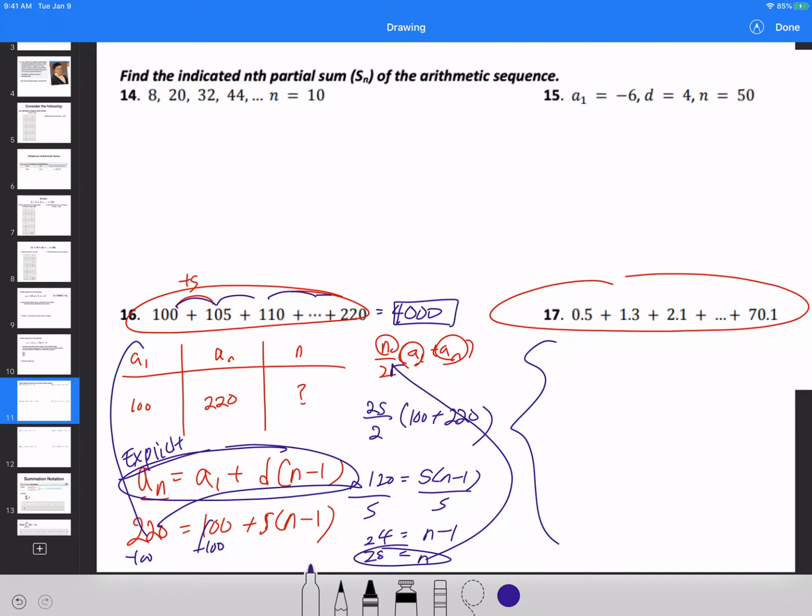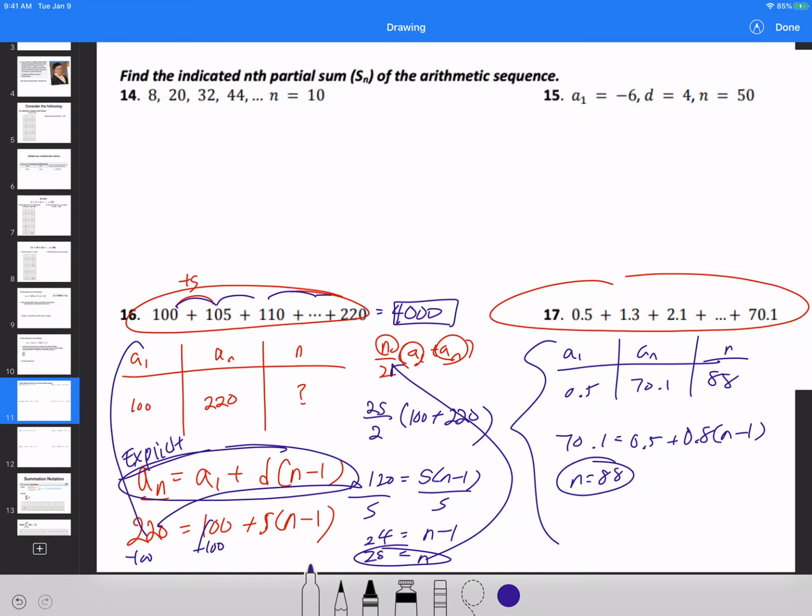Okay, so let's check the answers here. A sub 1 is 0.5, a sub n is 70.1, and I want to know what the n value is. 70.1 is equal to 0.5 plus the common difference, 0.8, times n minus 1. Once I do all the math here, which I believe you should have gotten already, your n value should be 88. Okay? I'm not going to show you the work for that, because if you didn't get 88, then arithmetically you did something incorrect.